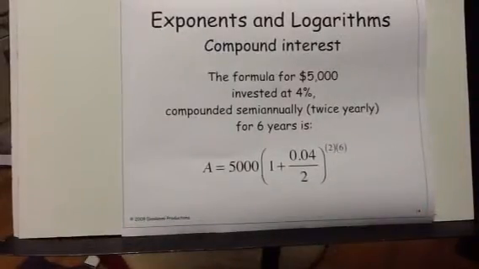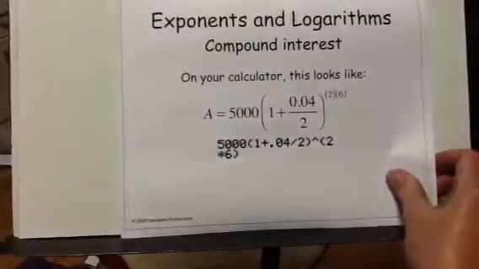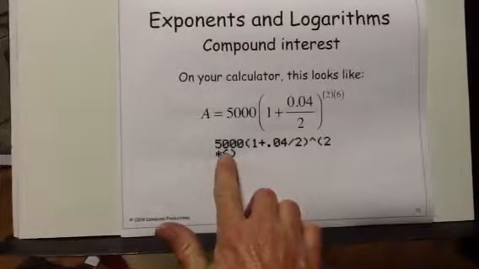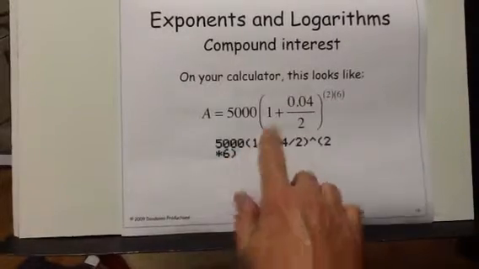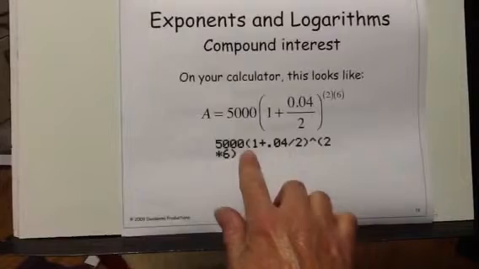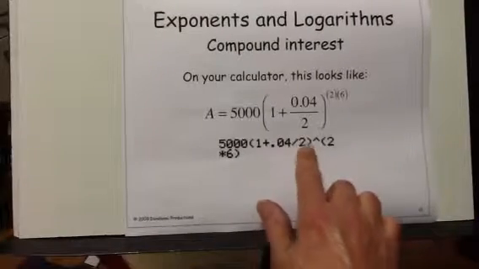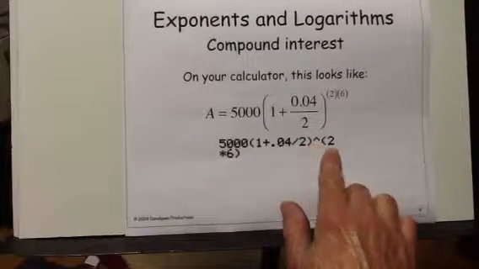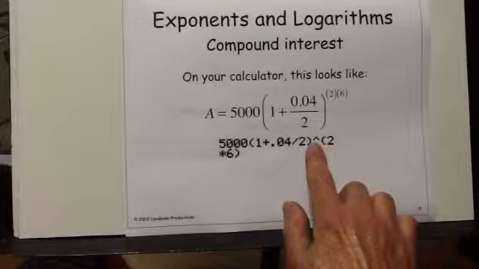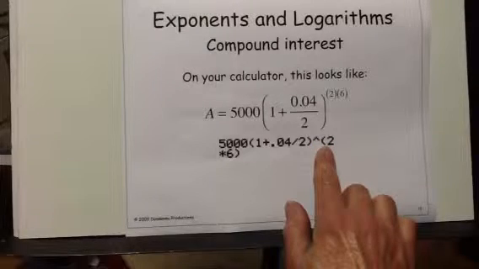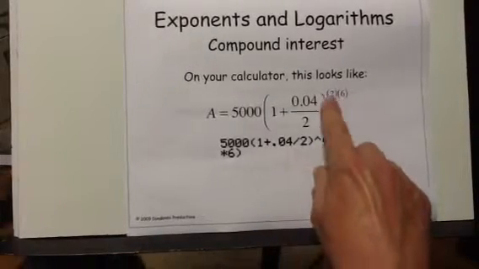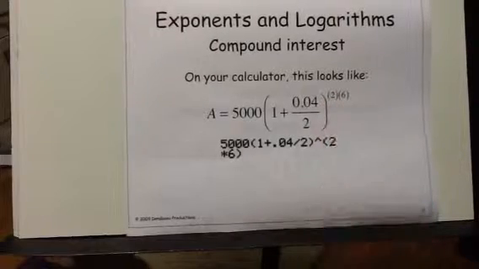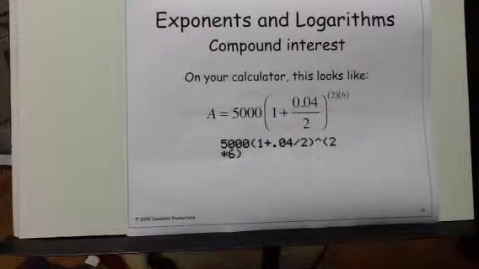And when we do that, we're going to put that expression on our calculator, and it looks like this. 5,000, remember to apply those parentheses, 1 plus 0.04 divided by 2, raised to the, now this is very important. When you put it on your calculator, you want to use a parenthesis around that exponent right there. Let's look and see how much that will be.